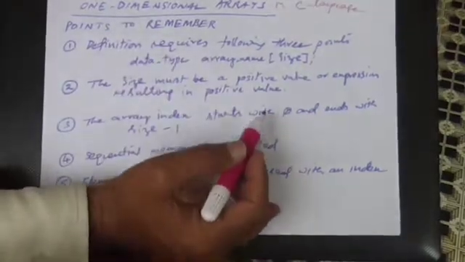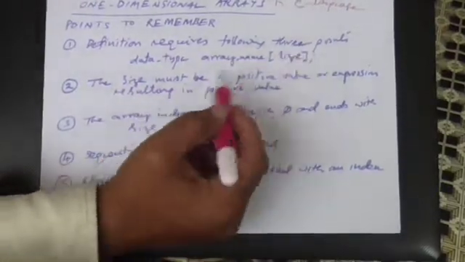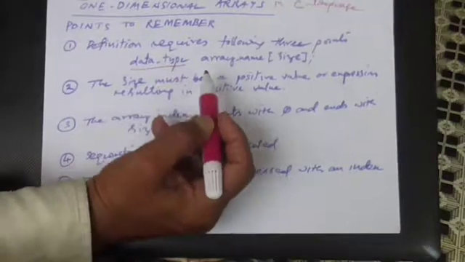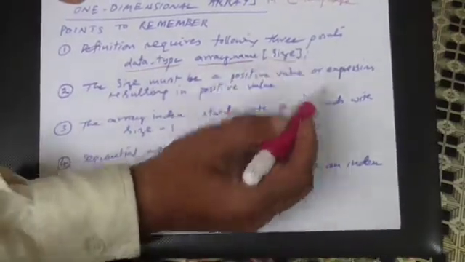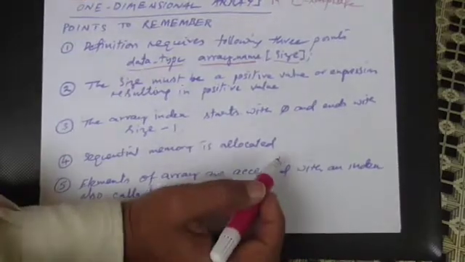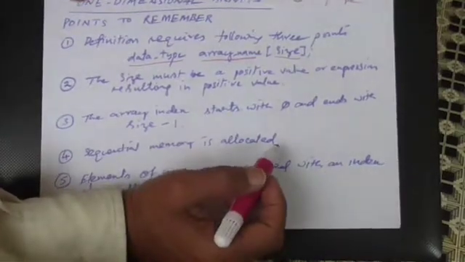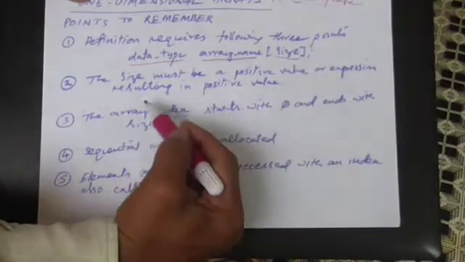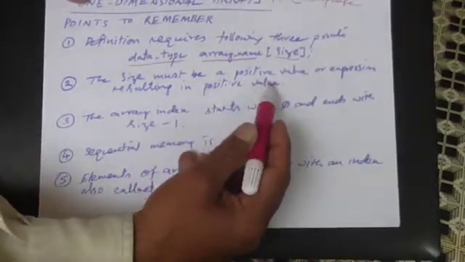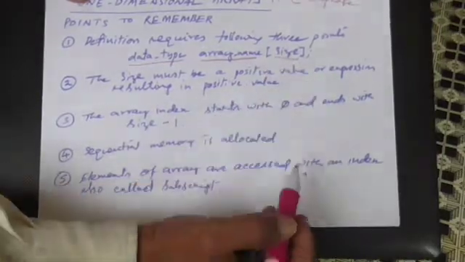Points to remember. The definition requires the following 3 points: the data type, first one; array name, second one; and the size of the array. So these are the 3 important aspects of it. And then the size must be a positive value or an expression resulting in a positive value. That is an important aspect.